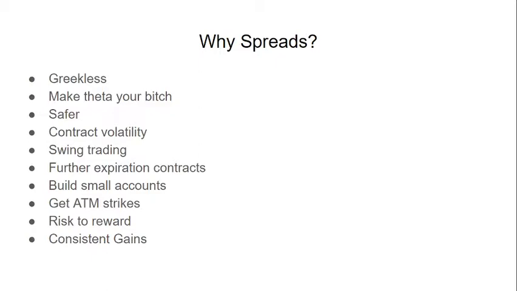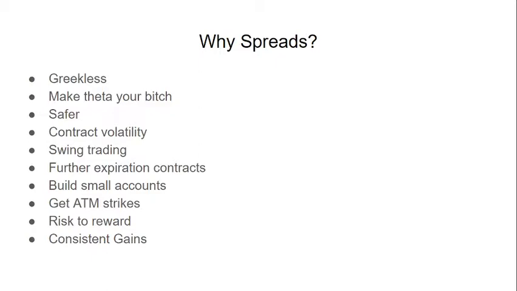Spreads are great for swing trading. You can go further out in expiration and get right at the money for a lot cheaper. They're very good to build small accounts. You can start out with $22,000. Get at the money strikes, like I was saying, which brings your probability of profit greater. They're good risk to reward.